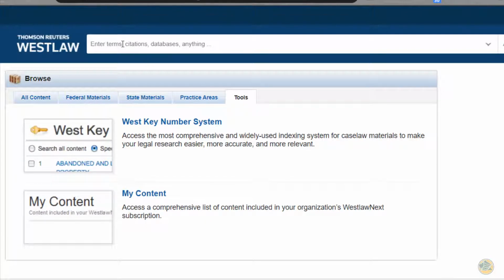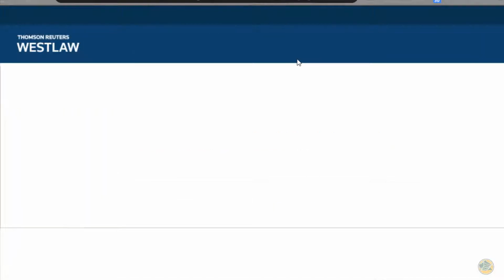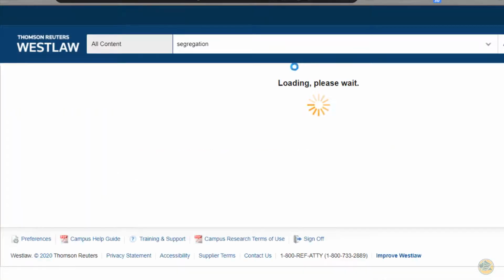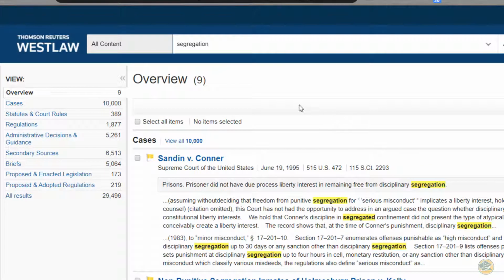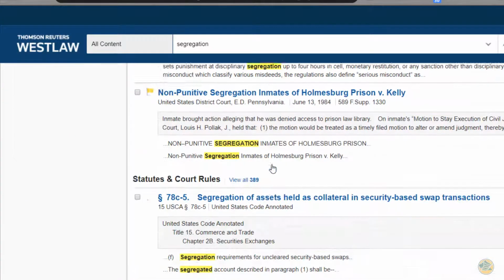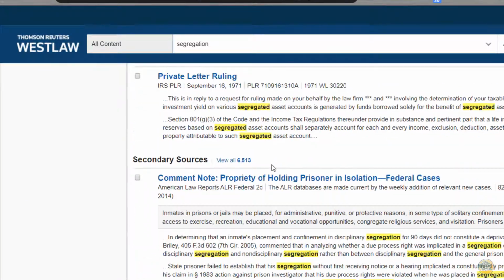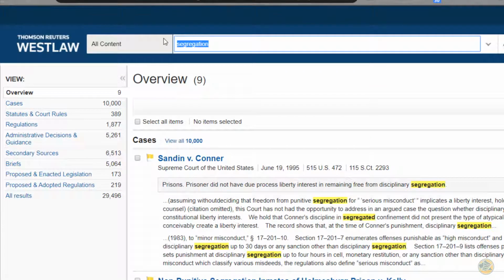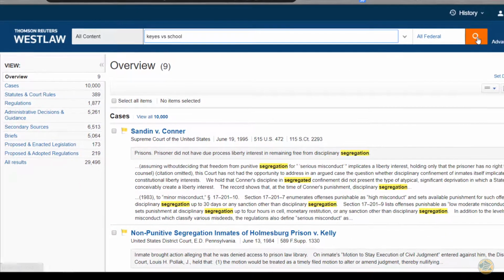Now in this case, I'm going to pretend that I don't know a case yet, so I'm going to choose segregation. I'm choosing this actually because it doesn't meet the requirements for your course, so I'm not doing research for anyone, right? Okay, so I have over 10,000 cases of this. So actually, after doing some research, I realized that Keyes versus the school district is a case that I can use, and so I'm going to search for that.